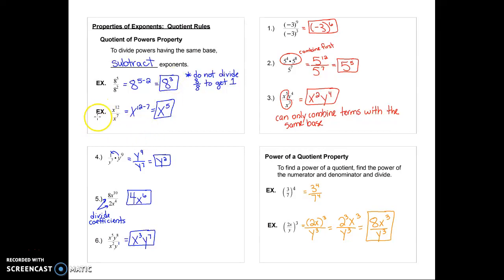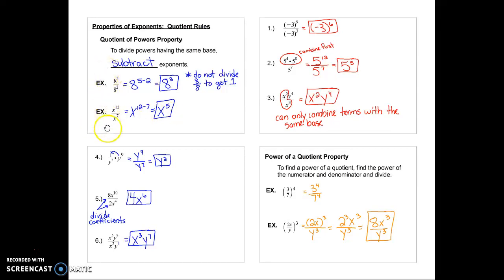Same thing here in example 2. We have an x to the 12th power divided by an x to the 7th. So again, your base here is an x, so it stays an x in your answer. The base is not changing. What is changing is your exponent. So I'm going to subtract 12 minus 7 to get a positive 5. So again, you're subtracting the exponents, but the base is going to stay the same.